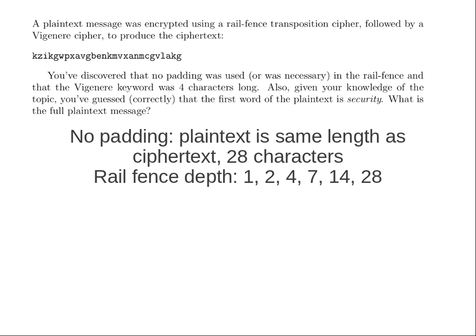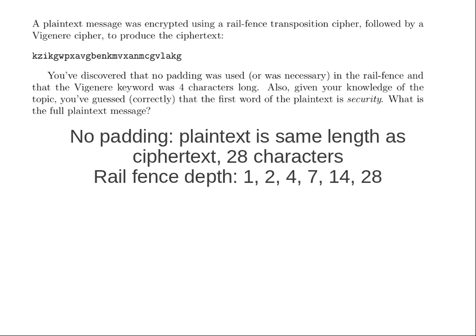If it was 26 characters of plain text and we ended up with 28 characters of ciphertext, we would have had to pad the plain text out to 28 characters. So we know that the plain text is 28 characters long. Given that, we take the plain text, apply rail fence, and then Vigenere.